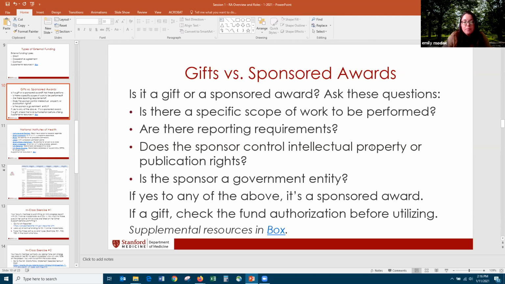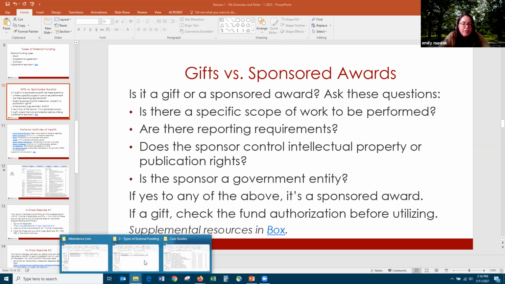And then finally, is the sponsor a government entity? If it's a government entity, it has to be a sponsored award. And so if the answer is yes to any of these questions, it's a sponsored award. If it's a gift, check the fund authorization before utilizing.